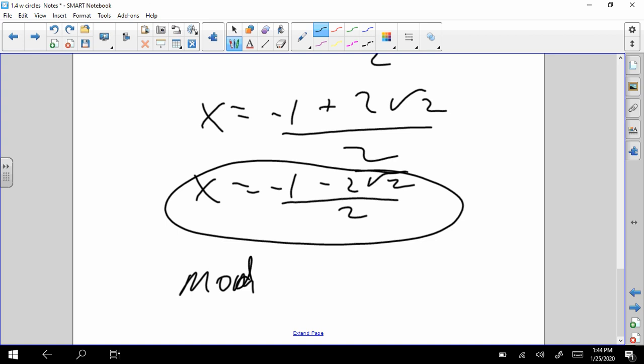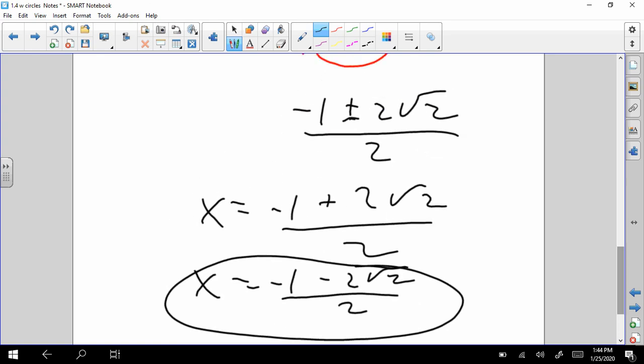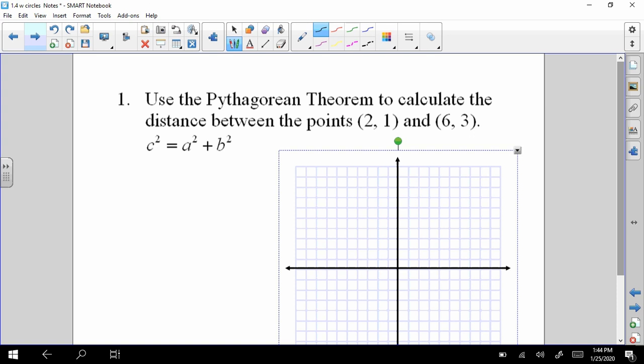Hit the mode 5, 3. Type in A, B, and C. You should end up with those 2 values, the plus and minus, for those solutions. On to today's information. Use the Pythagorean Theorem.